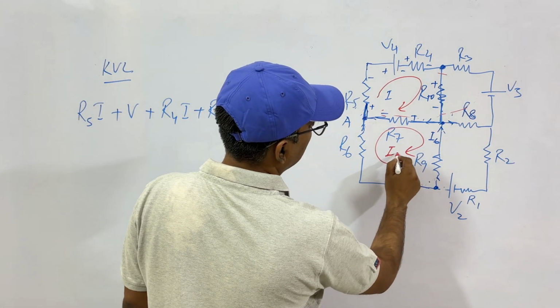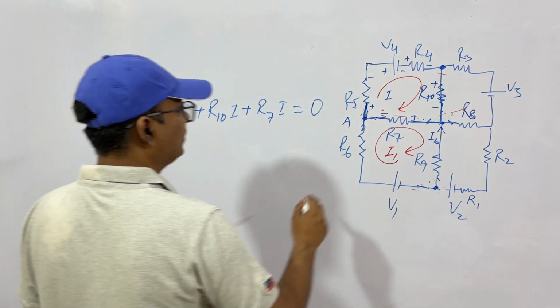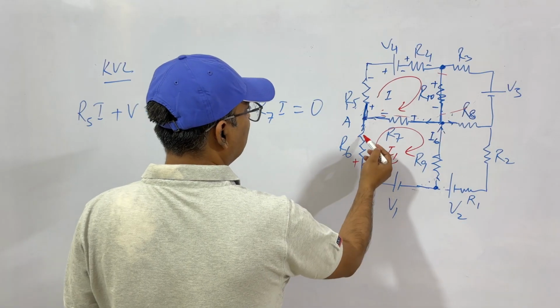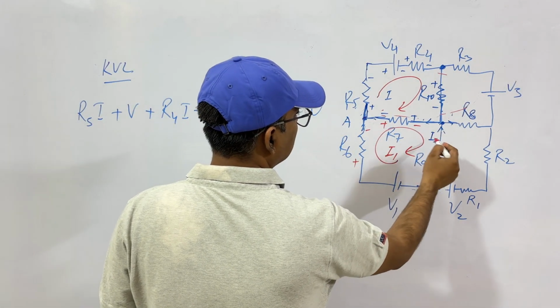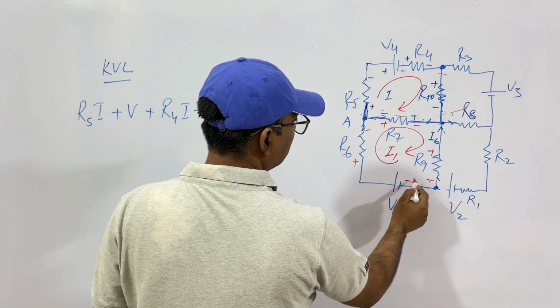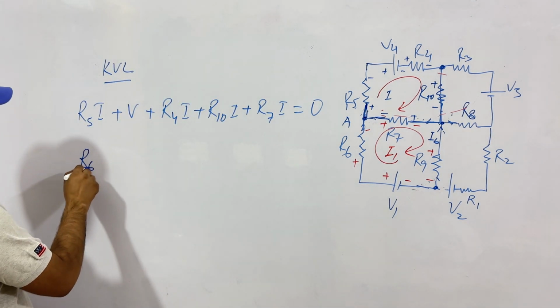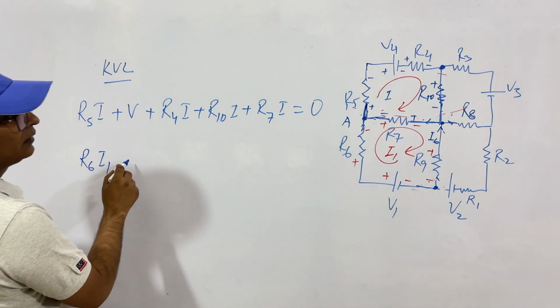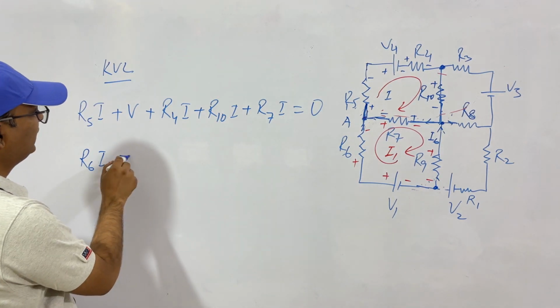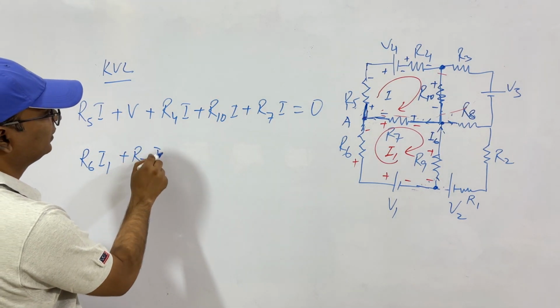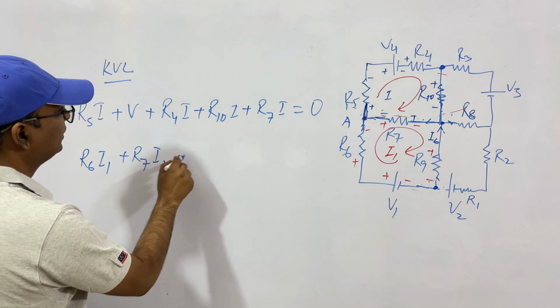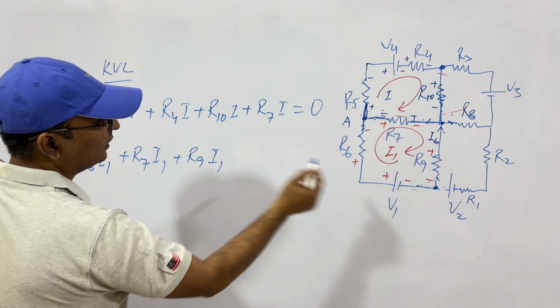Let's say we talk of a loop which is this one. Let's say this current is I1. So what happens? You have plus minus, current is entering. So plus minus, plus minus, plus minus, and this is minus plus. So this loop will be R6 I1, then R7 I1, R9 I1, then minus to plus.